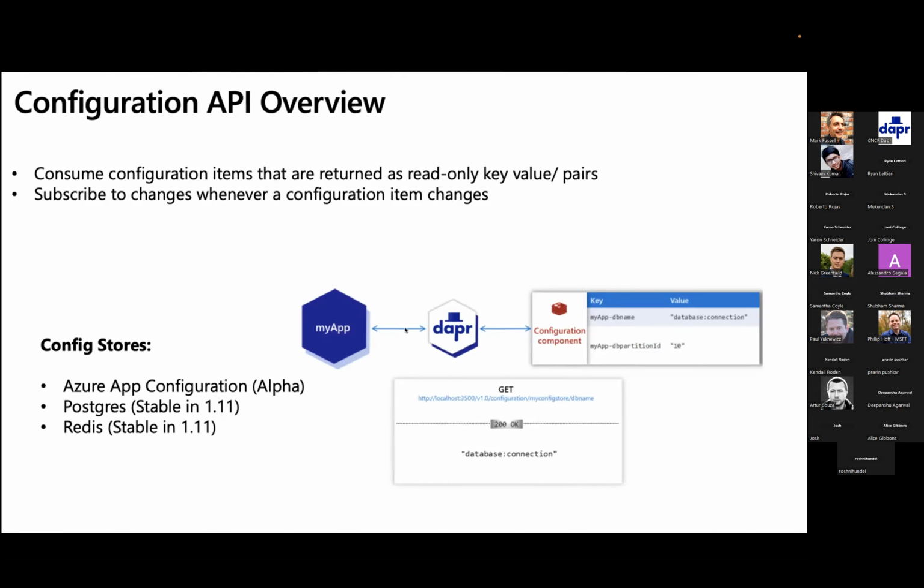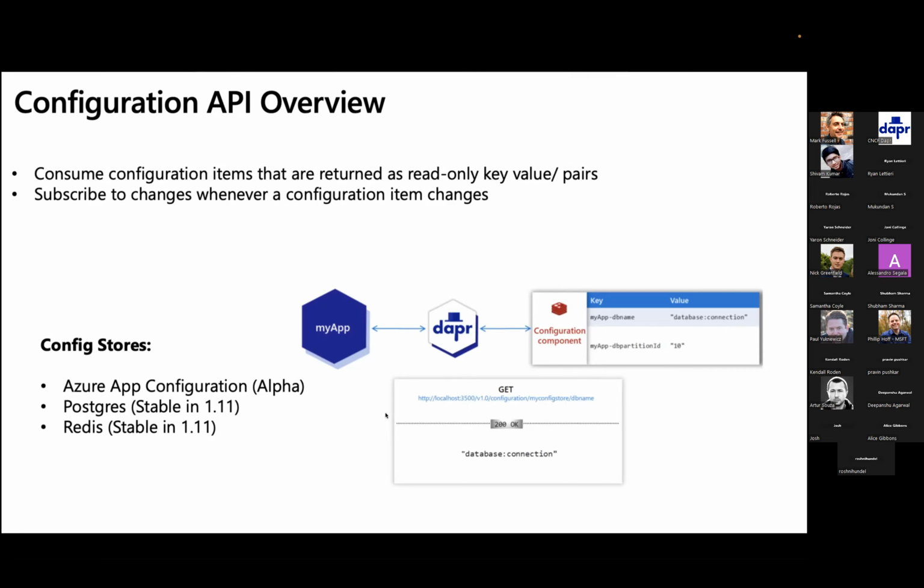So typically this is the scenario. There is one application, then you have the Dapr sidecar along with it, and then you have a config store. For example, in this picture we have Redis, and there are a few configuration items stored there, for example my app DB name or my app DB partition ID, and you have some values there. If your application wants to fetch these config items using Dapr, you do something very similar to other API calls or other building block calls. You just call the get configuration API with your config store name and then with the key that you want to use, right?